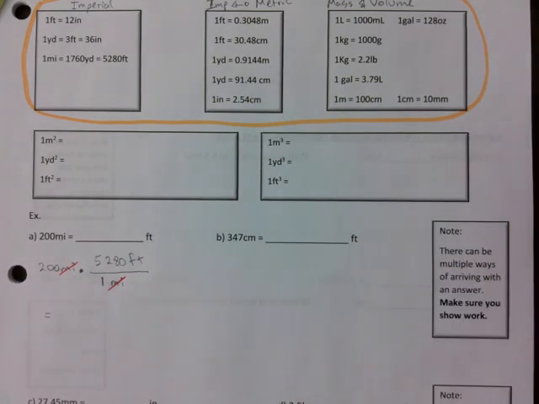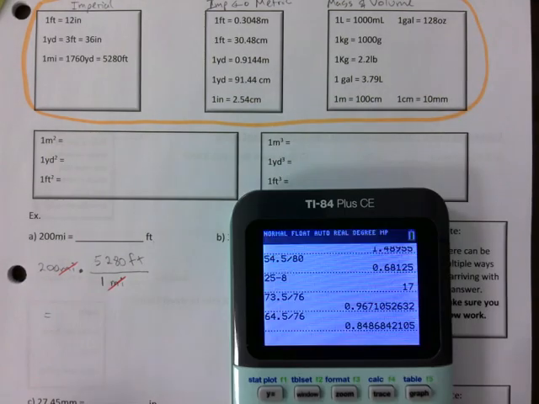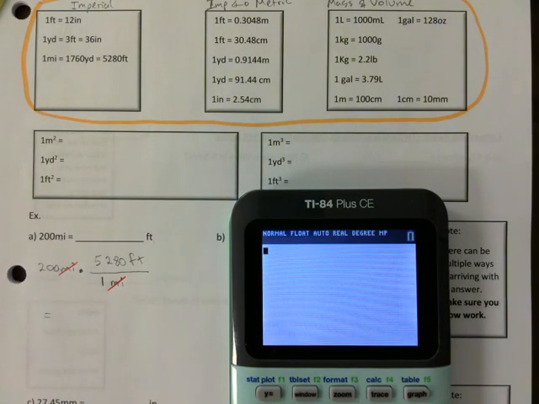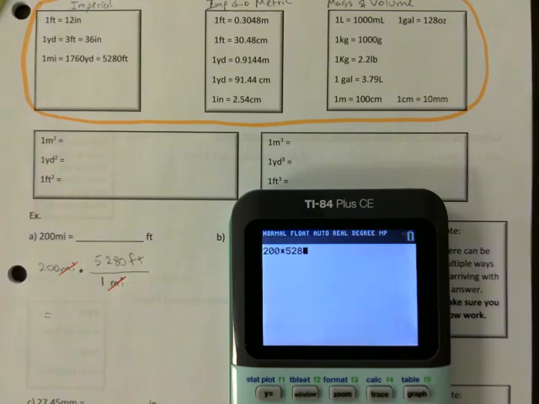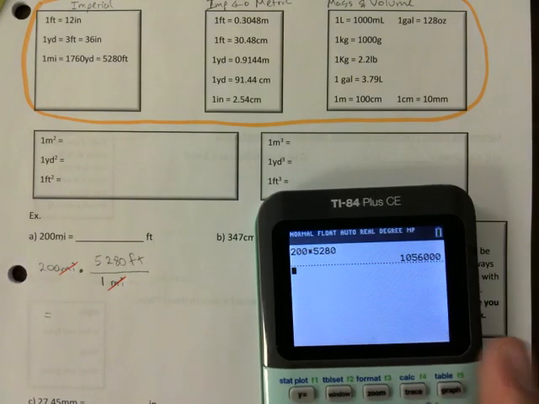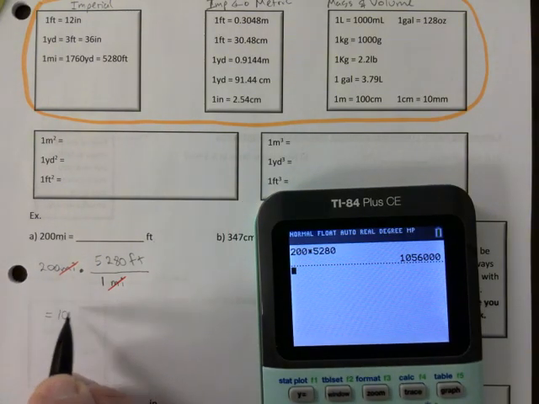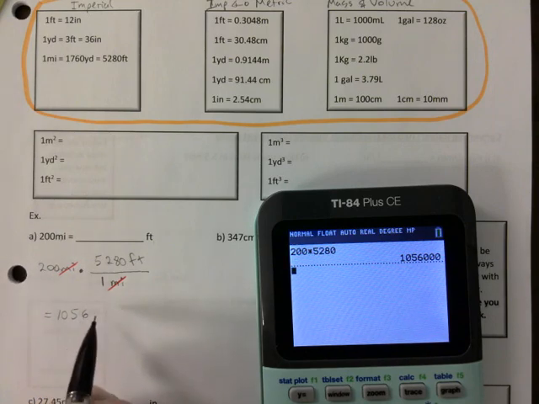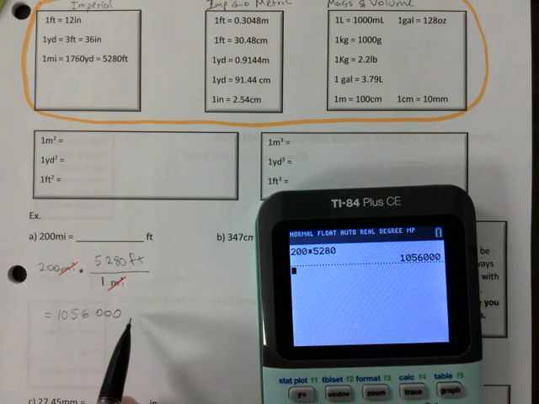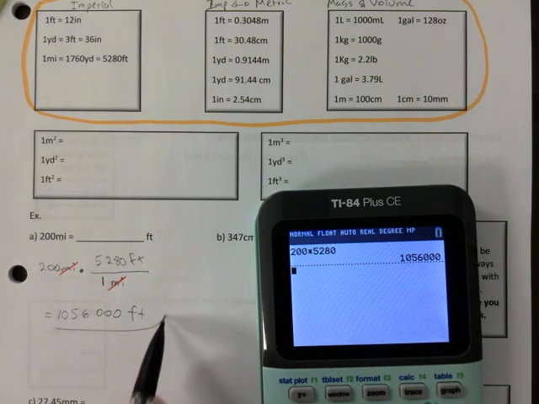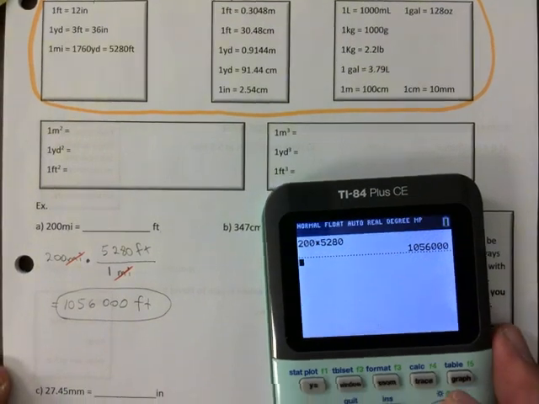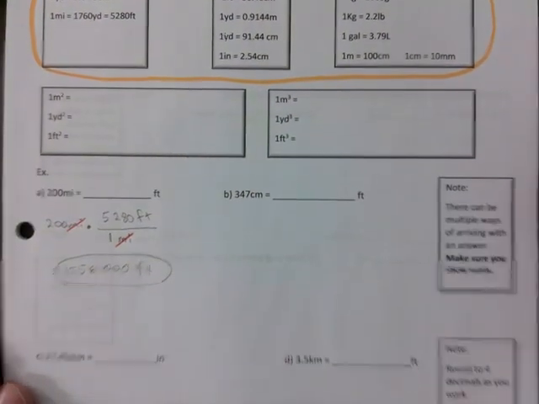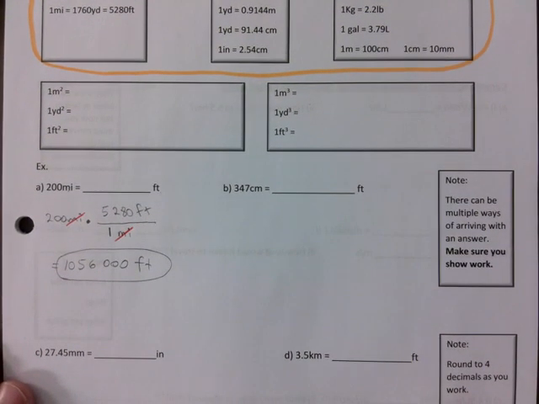And then you just grab your calculator, the one you're going to be using in a bit. Just go 200 times 5280, and that's what you get, 1,056,000 feet. Okay, so that's your final answer there. That was a one-step question.